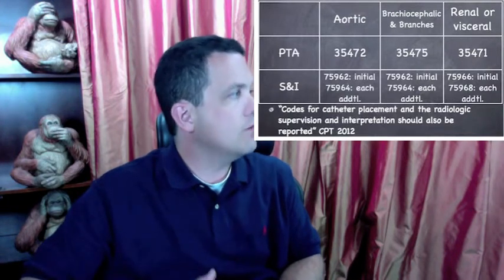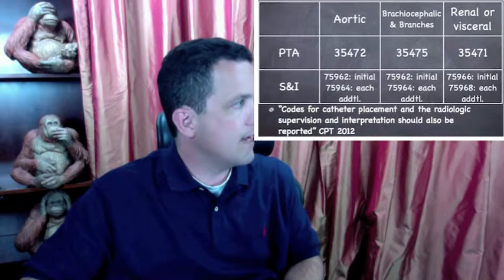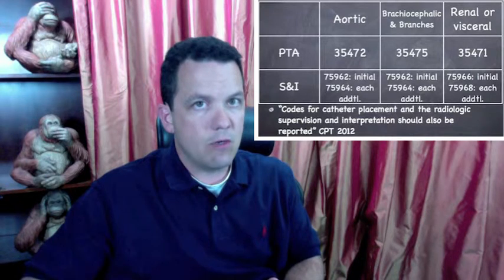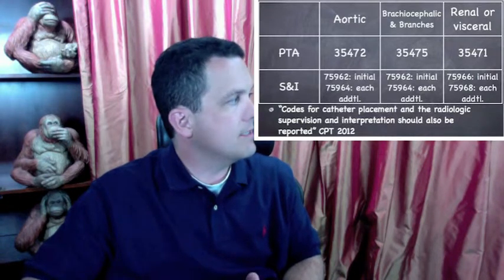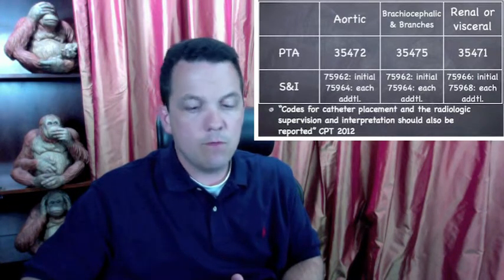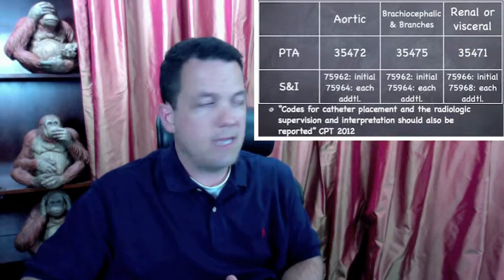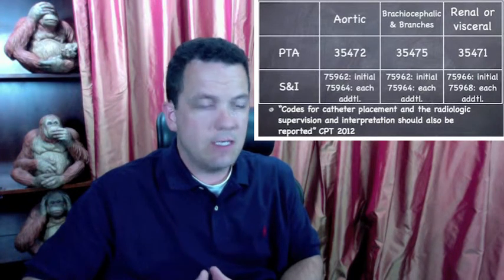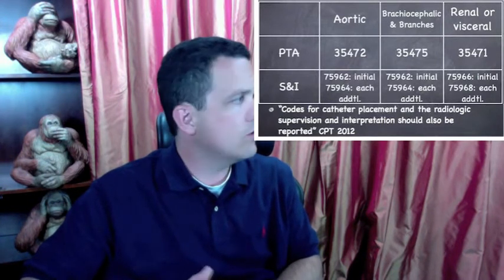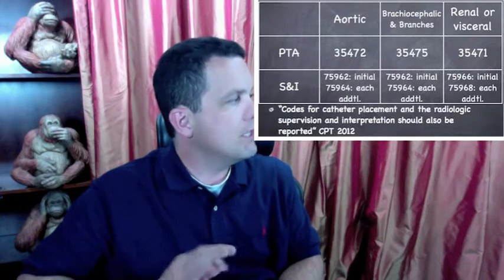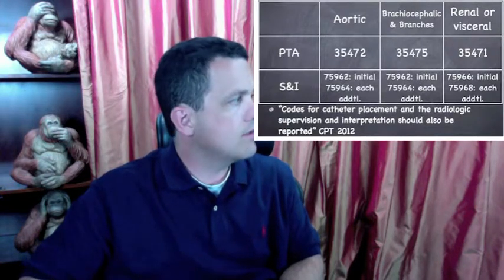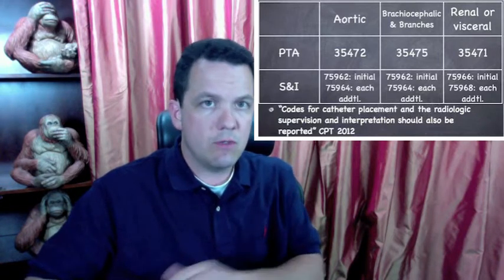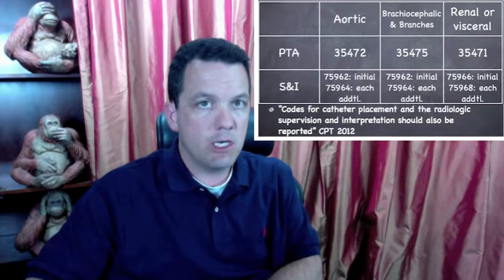So in the aorta, we bill the interventional code, the 35472, and then we get to bill the SNI code, the supervision and interpretation code, which would be 75962 for the initial angioplasty that takes place in the aorta. And then if we do another angioplasty in the aorta, we bill the same interventional code, the 35472, but we change the SNI code to be the 75964, which basically just says this is an additional vessel that we're doing that radiological supervision and interpretation for.